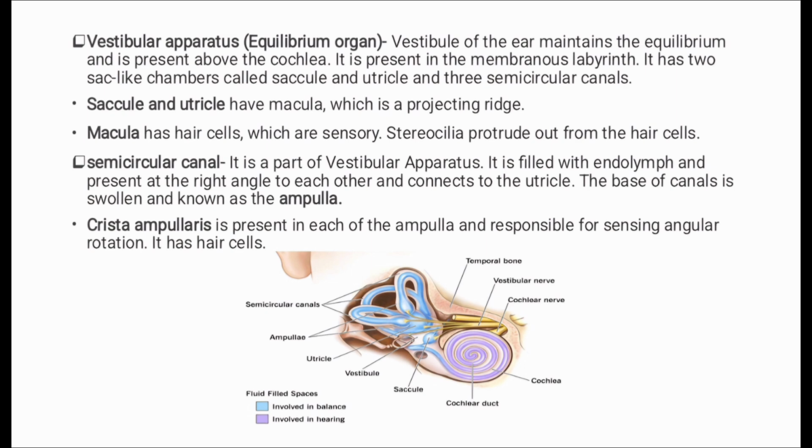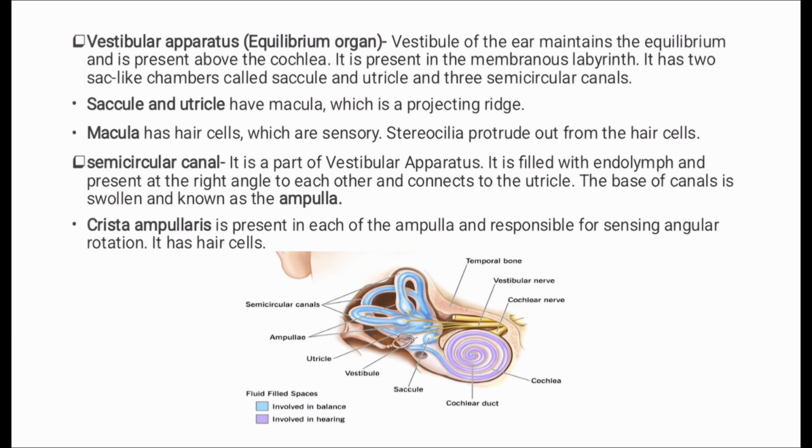Next part is the semicircular canals. This semicircular canal is a part of the vestibular apparatus, and is filled with endolymph, present at right angles to each other, and connects to the utricle. The base of the canal is swollen and known as the ampulla. Crista ampullaris is present in each ampulla and is responsible for sensing angular rotation, and this crista ampullaris has hair cells.